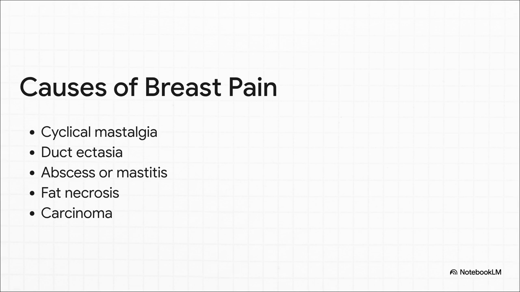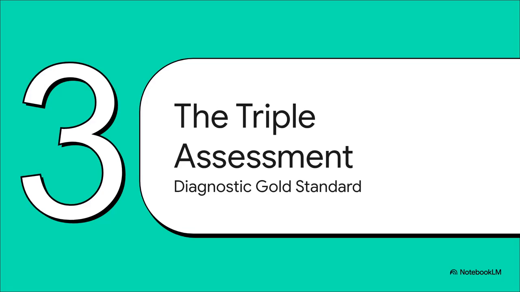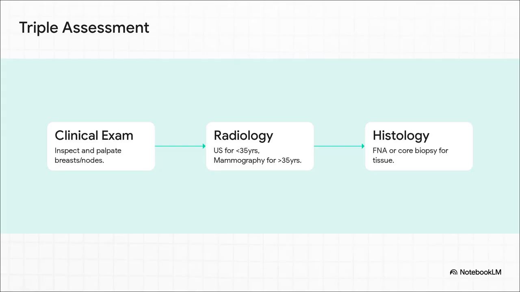But here is exactly why we never ever dismiss pain. Up to 15% of breast lumps presenting with pain actually turn out to be carcinomas. All right, Section 3, the triple assessment. Everything we've talked about builds into the famous triple assessment. Step 1 is the clinical examination. So that's inspecting and palpating the breasts and lymph nodes.